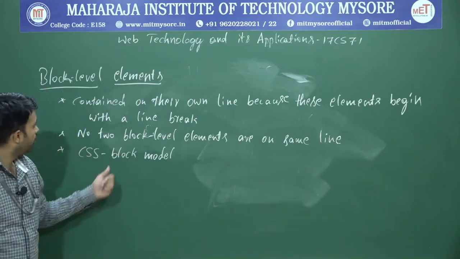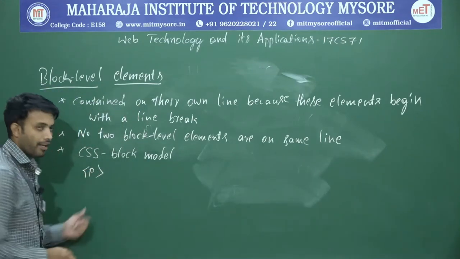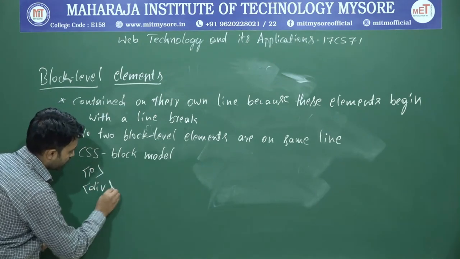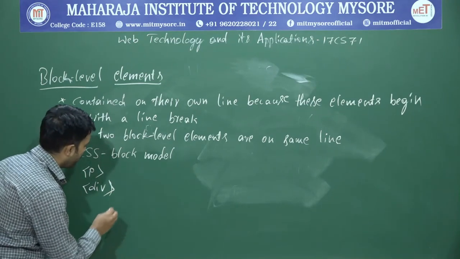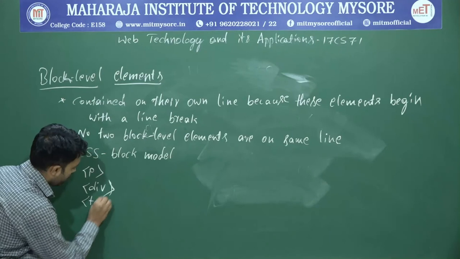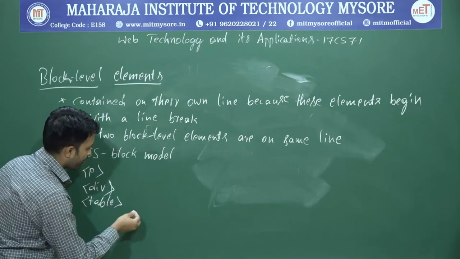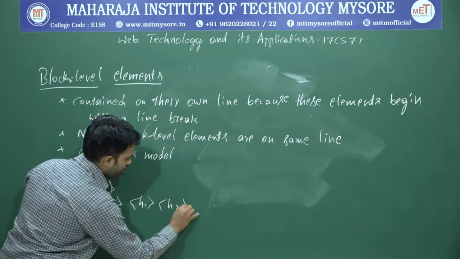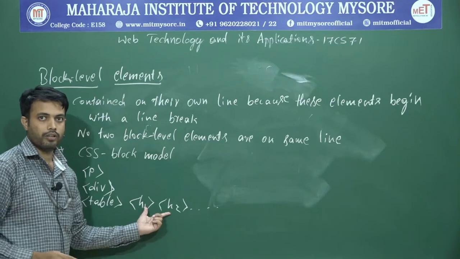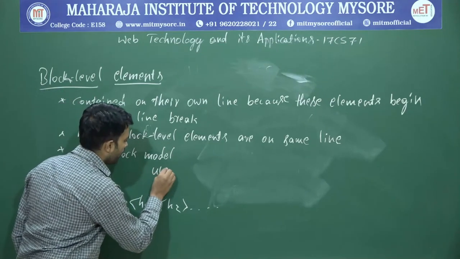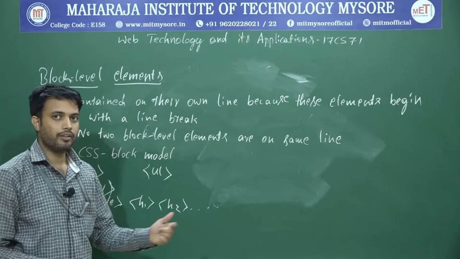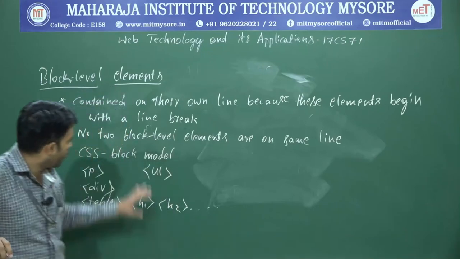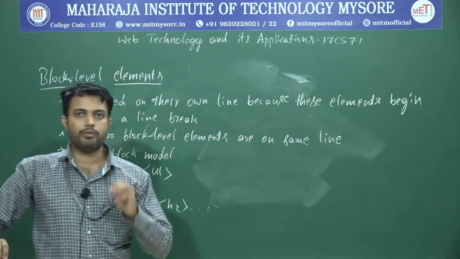Examples are the p paragraph tag, and again the div tag, the division tag, followed by table, and next the H tags, H1, H2, H3. All are block level tags, and also UL, the unordered list, ordered list OL, and LI. So these are all block level elements.